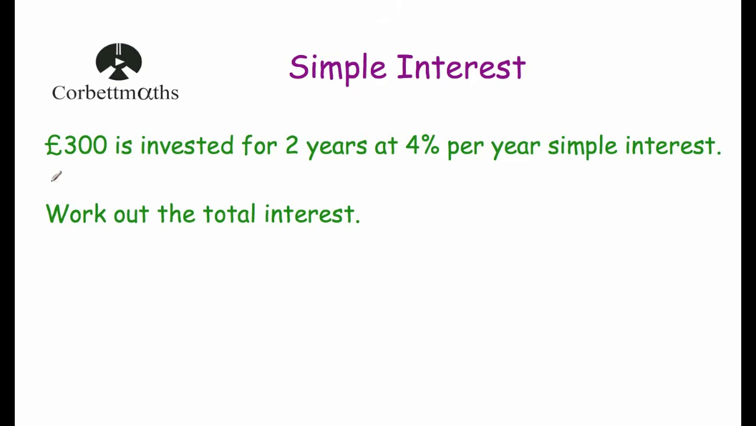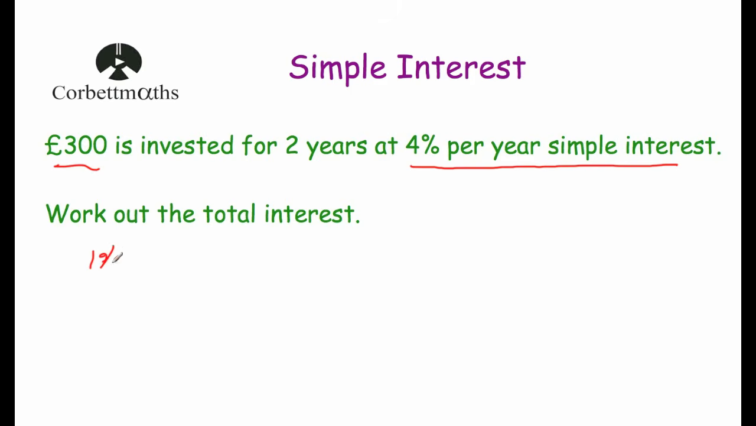So here we've got our first question. It says £300 is invested for 2 years at 4% per year simple interest. Work out the total interest. So first of all, we know that 4% of 300 will be paid for both of those years that money is invested. So first of all, we need to work out what 4% of £300 is.